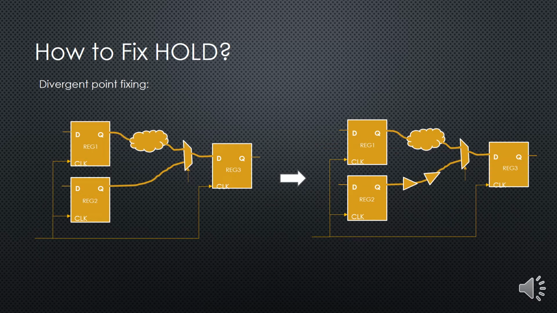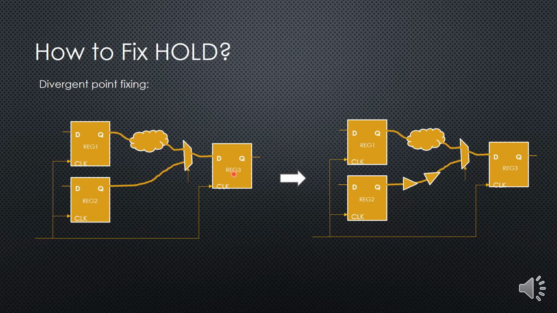The second way to fix is divergent point fixing. In the first diagram, you can see we have two paths: one from register 1 to register 3 and the other from register 2 to register 3. The path from register 2 to register 3 is the shortest path, whereas reg 1 to reg 3 is the longest path, meaning we have more data path delay in the register 1 to register 3 path. If my hold is violated for register 3 as an endpoint, the hold path can obviously be from register 2 to register 3.